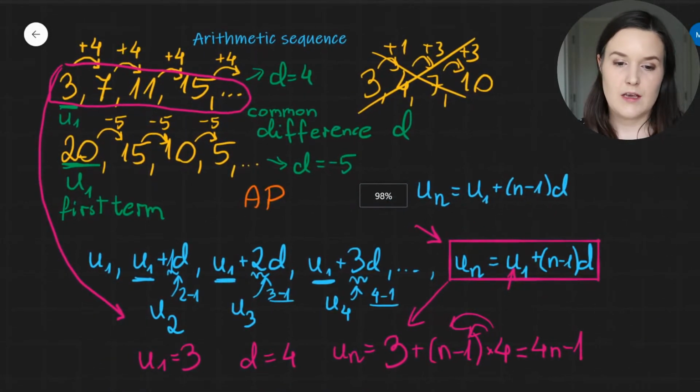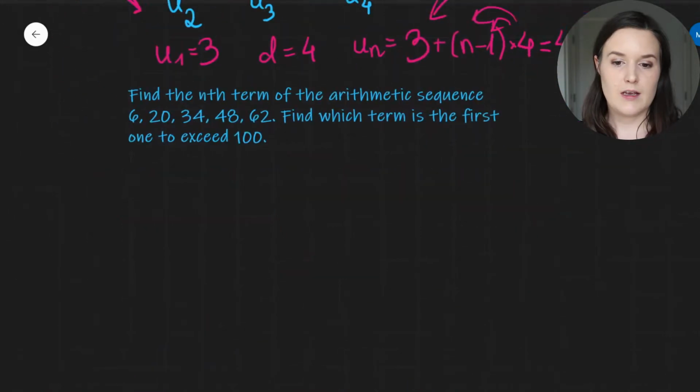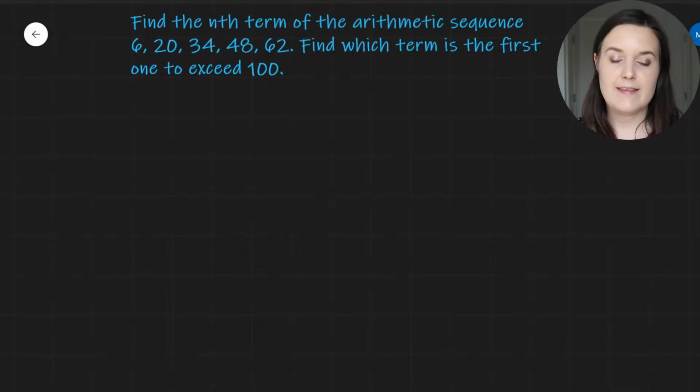Okay, so let's use what we learned in examples. Let's take a look at the first example. Find the nth term of the arithmetic sequence 6, 20, 34, 48, 62. Find which term is the first one to exceed 100.